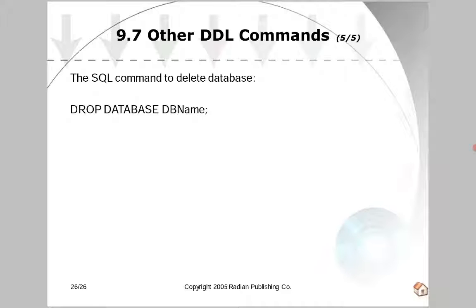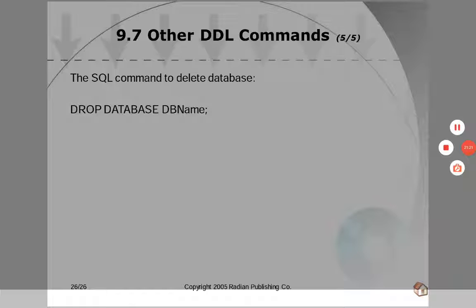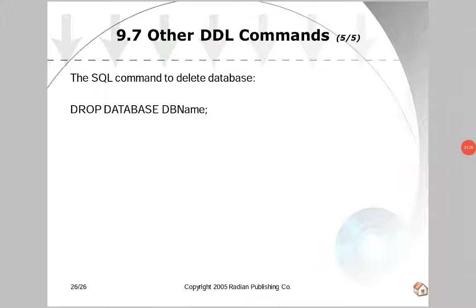Next is drop database. Drop database, some database name, means to permanently delete the database. Once tables, records or databases are deleted, they can't be reverted or retrieved back; they are deleted permanently. So all these are different types of SQL commands: DDL commands, DML commands and DCL commands.